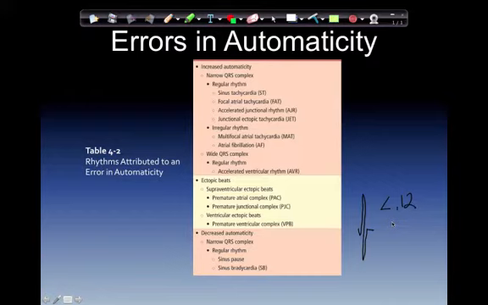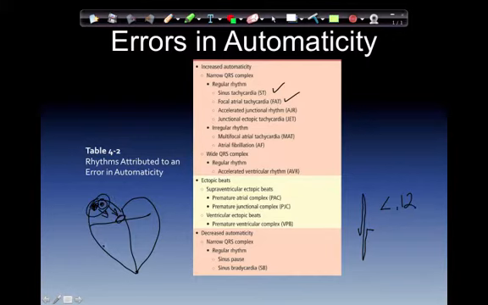Things like sinus tachycardia and focal atrial tachycardia. A focal atrial tachycardia would be: I have the SA node firing, but I might have another little section here that's irritable and wants to fire as well. Both of these are giving their signals to the AV node. Sinus tachycardia would just be a sinus-originated beat greater than 100 beats per minute.